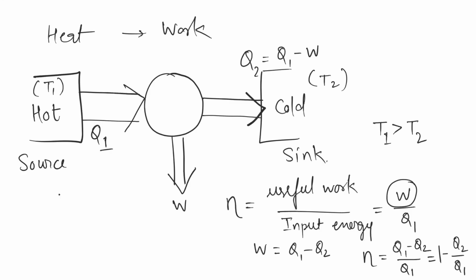So I will write here the formula of efficiency: eta is equal to 1 minus Q2 by Q1.